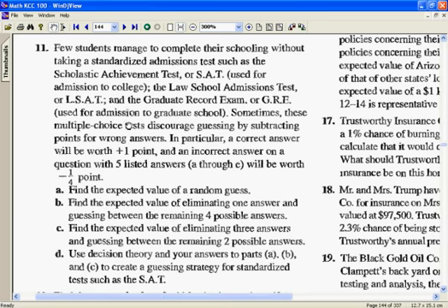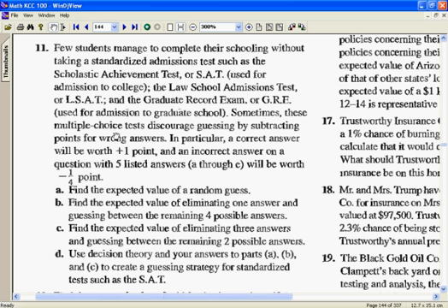So let's look at problem 11, on page 304. It says few students manage to complete their schooling without taking a standardized admissions test such as the SAT, LSAT, or the GRE. All these tests are standardized tests.